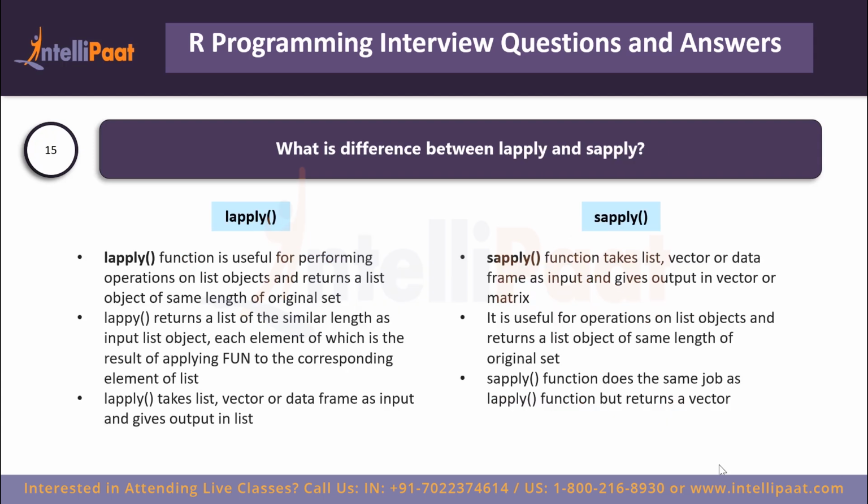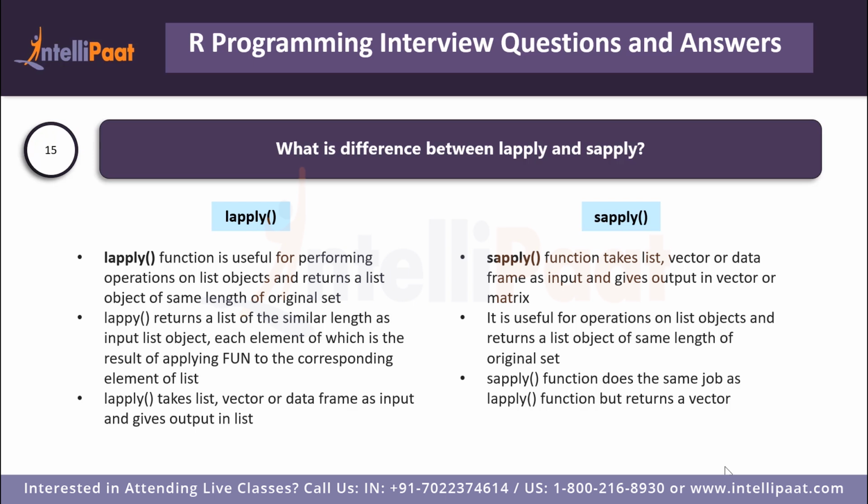What is the difference between lapply and sapply? So starting with lapply, this function is useful for performing operation on list objects and returns a list object of same length of original set. So L in this lapply function stands for list. So we are applying the function on a list. Then coming to sapply, this function takes list, vector or data frame as input and gives the output in vector or matrix form. Then lapply returns a list of similar length as input list object, and each element of which is the result of applying fun to the corresponding element of the list.